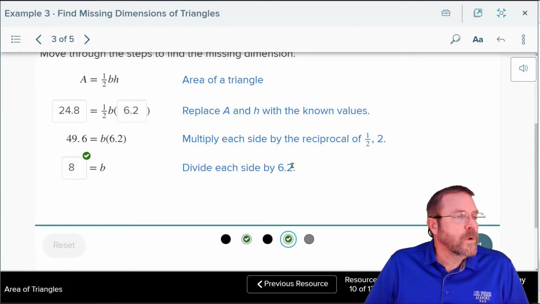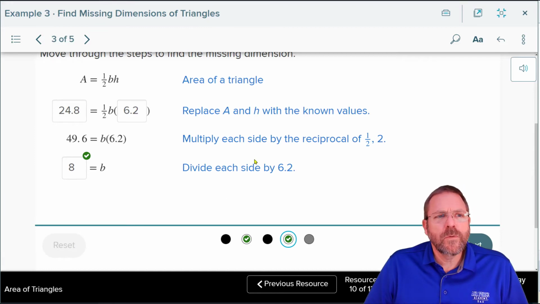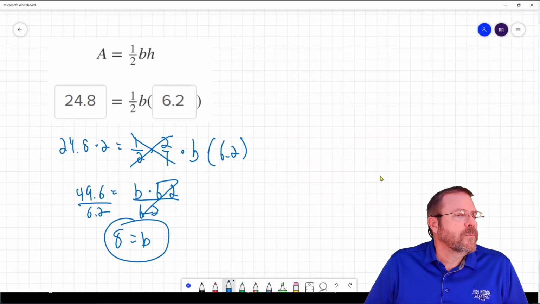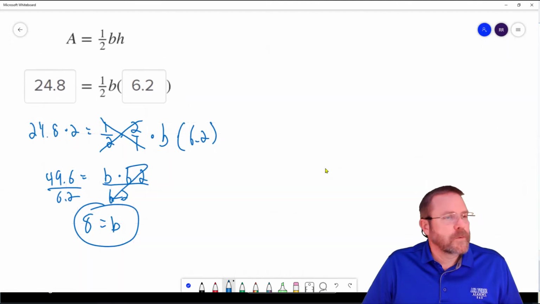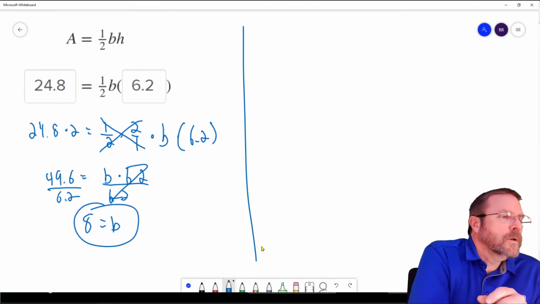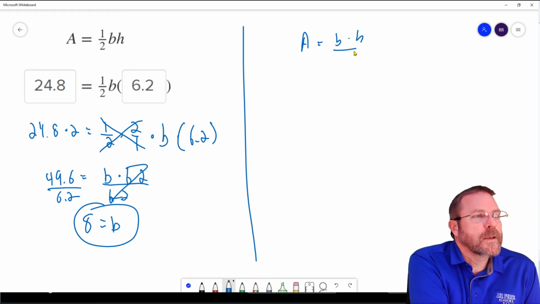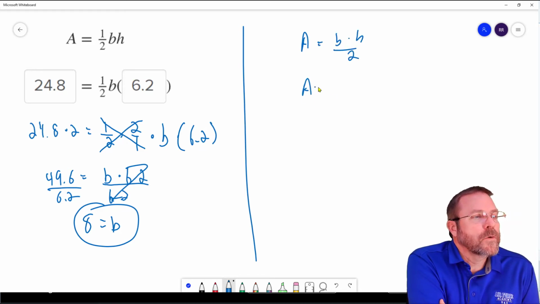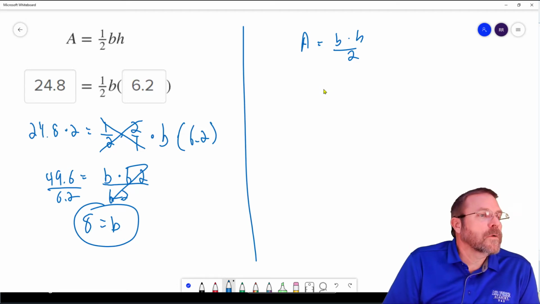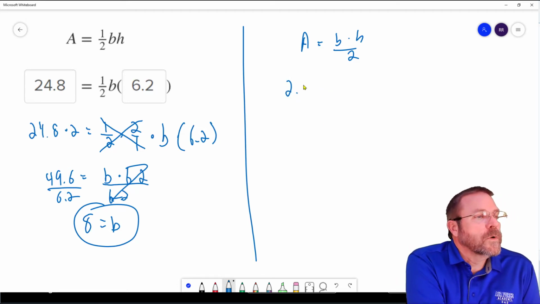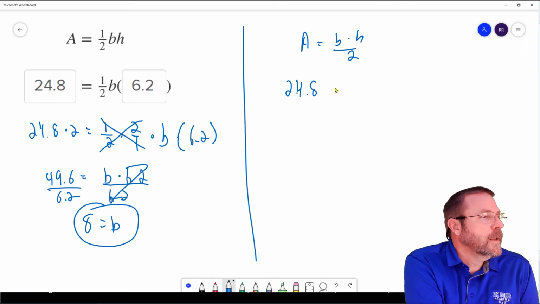Now that's one way of showing the work, but that's not the only way of showing the work. If it was me doing it, I would have used a different formula. I would have used the formula, area is equal to base times height divided by 2. We know the area here is going to be equal to 24.8.